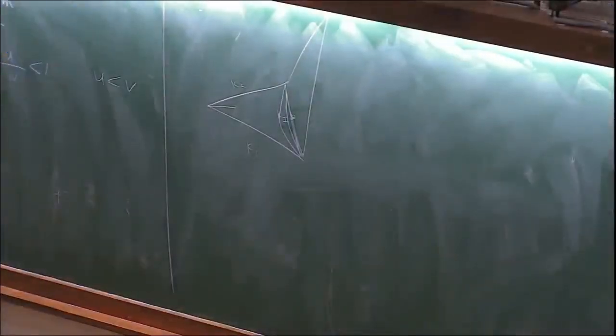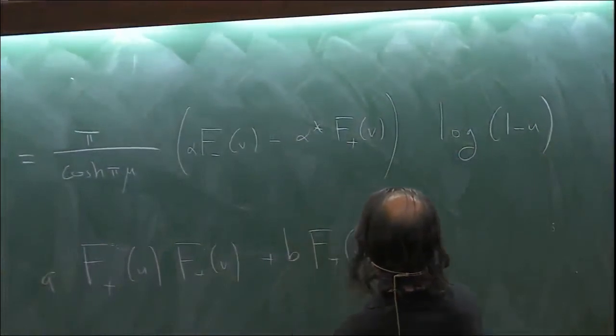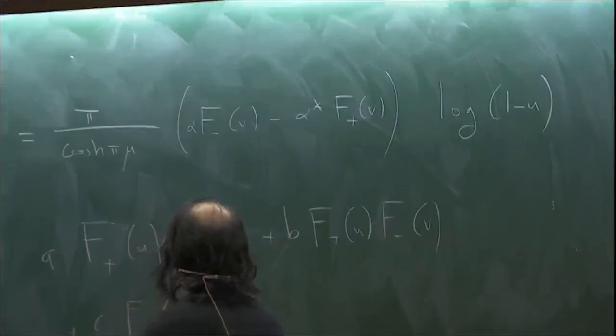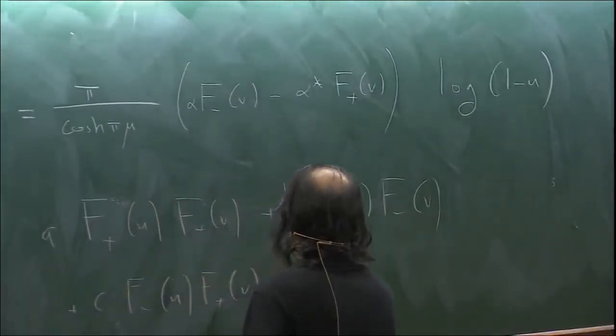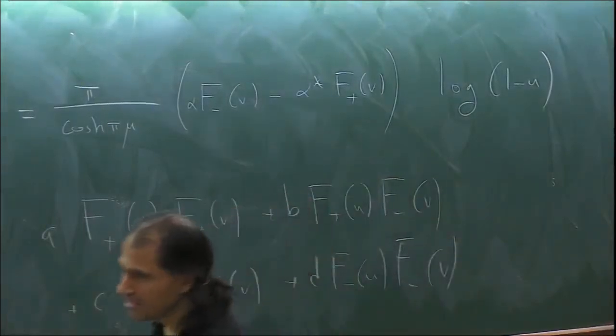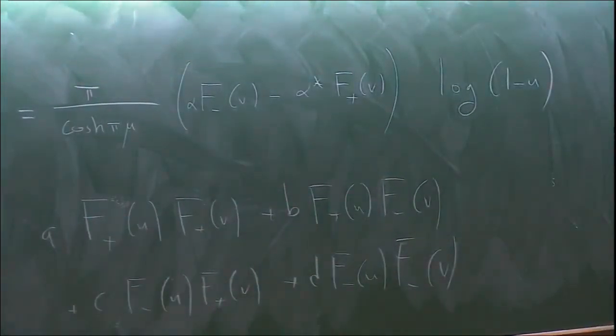We just take, for example, f minus plus the most general thing we can do: a f plus of u, f plus of v, plus b f plus of u, f minus of v, plus c f minus of u, f plus of v, plus d f minus of u, f minus of v. And we just demand these properties and an obvious reality property that I won't explain, but it's just trivial algebra, and we get the final answer. So there is a function that satisfies all these properties.